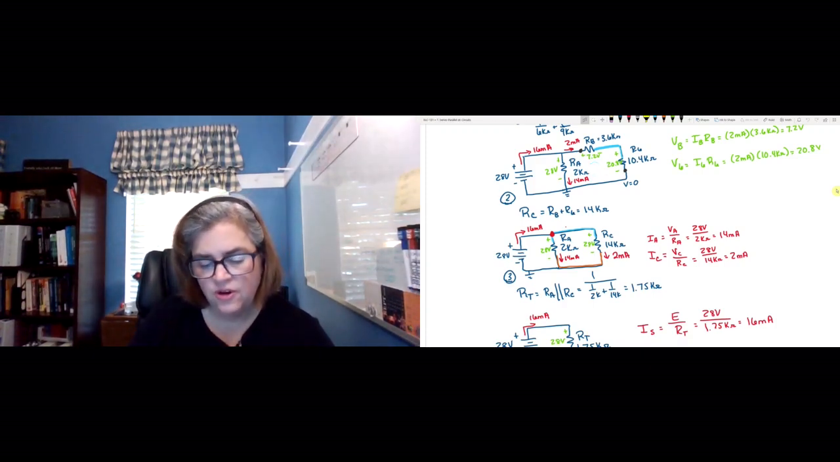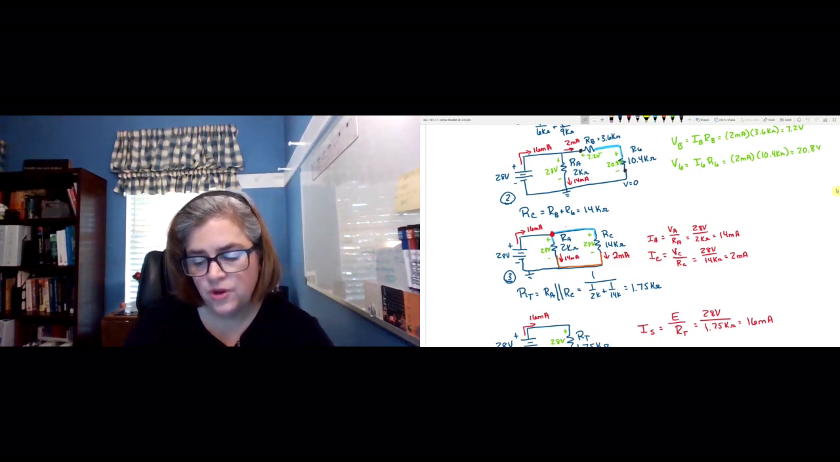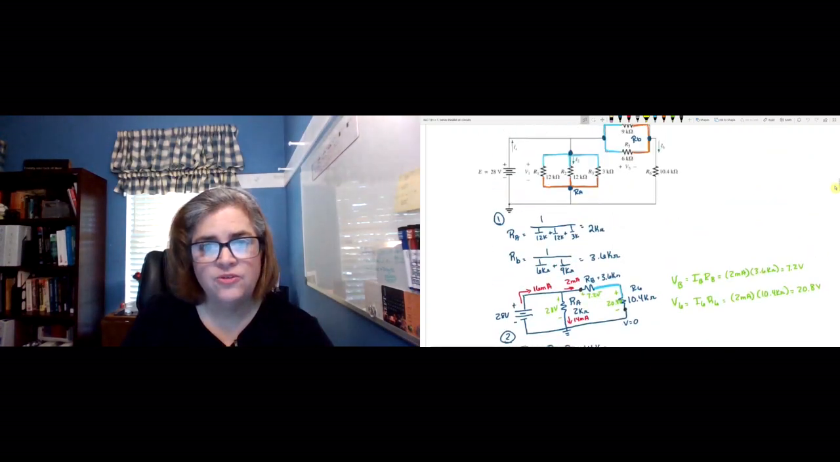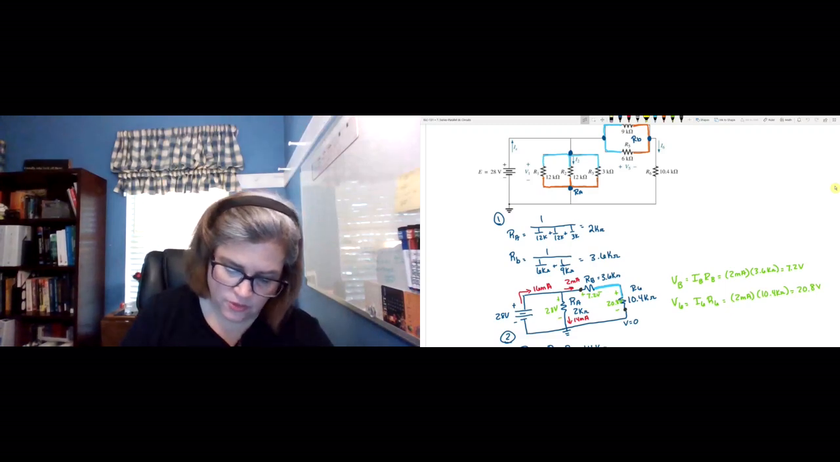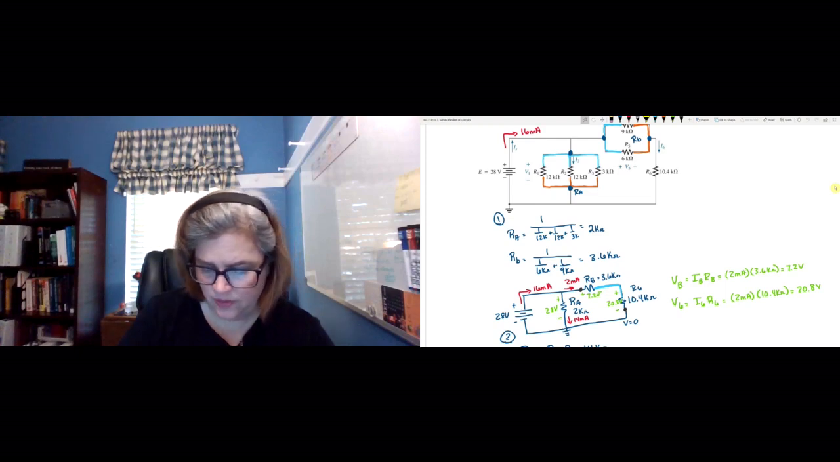And now that we have found all of our currents and voltages at step 2, we're able to then return back to the original circuit. And we're going to transfer everything we've learned up to our original circuit. So we know that we've got 16 milliamps of current here. What else do we know here? We've got 14 milliamps through RA.